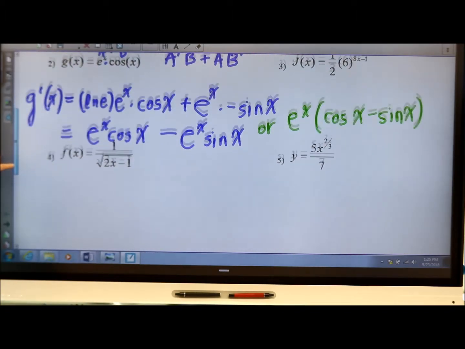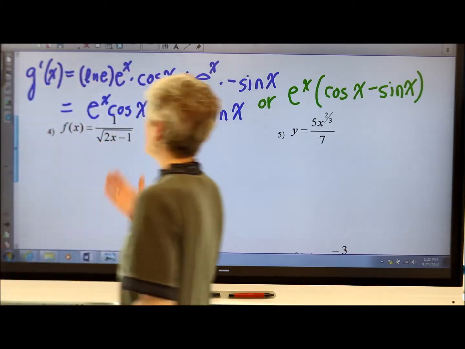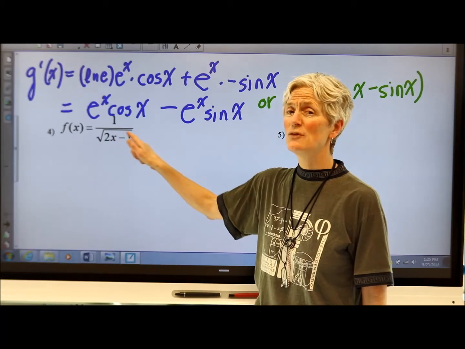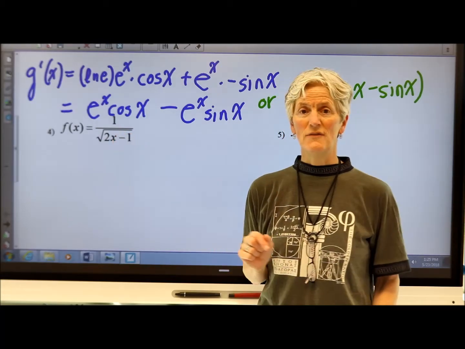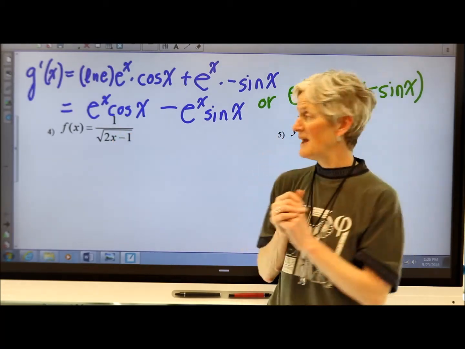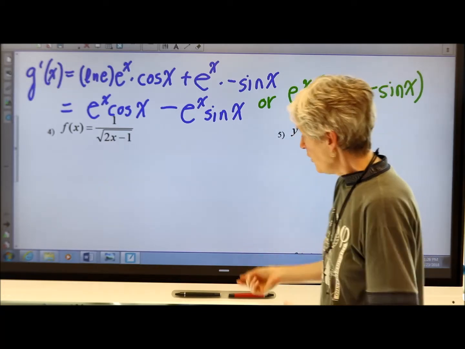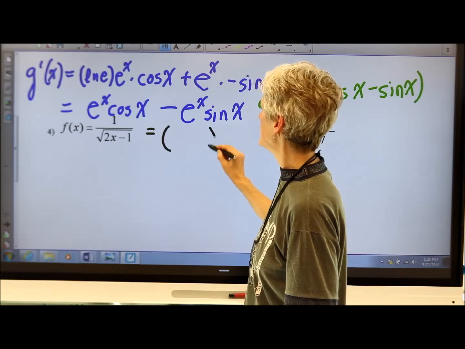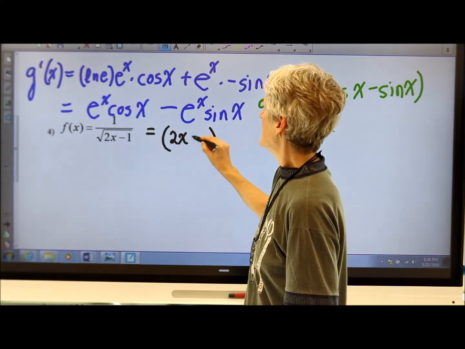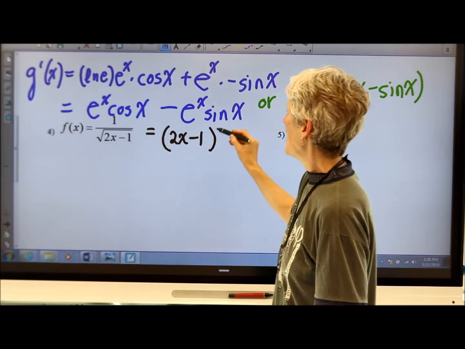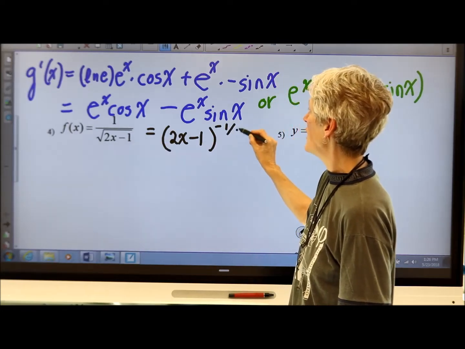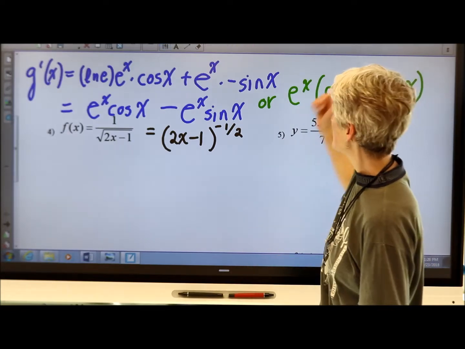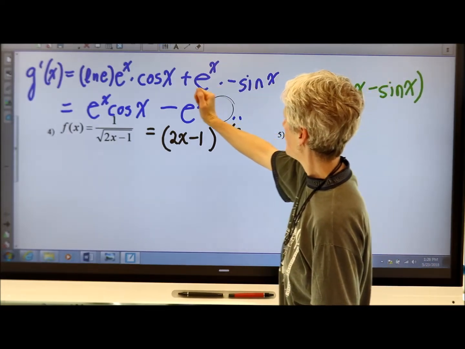All right. Ooh, 4. Right when I look at that, I think quotient rule, and I'm going to have a chain rule, because that's not just the square root of x, it's the square root of a more complicated function. Or, hey, I could just rewrite this and just do the chain rule. So look what I'm going to do. That would be 2x minus 1 to the negative 1/2. Does everybody see how I'm doing that? 2x minus 1 to the negative 1/2.